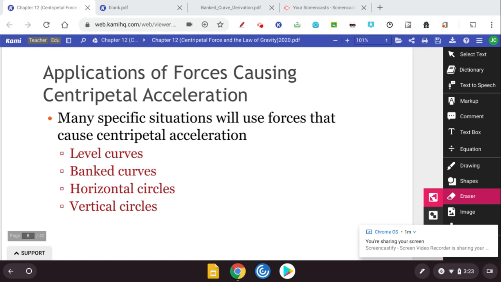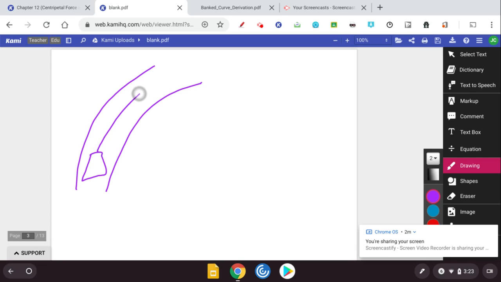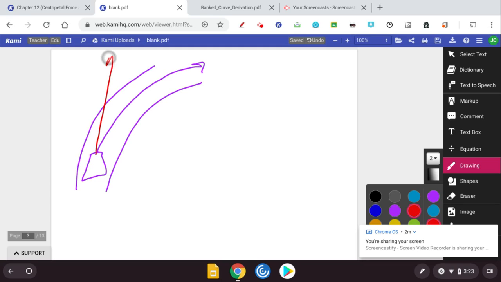To start off, we're going to do a basic concept of a level curve. We already did a little bit of that, but I'm going to give an example here. So imagine you have a car, and that car is driving down the road. And as it's driving down the road, it is going around a corner. When that car goes down the road and around the corner, there has to be a force that causes it to bank around that corner. If there wasn't, the car would continue in a straight line.